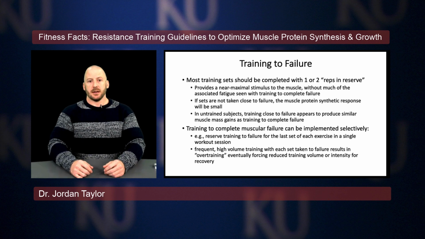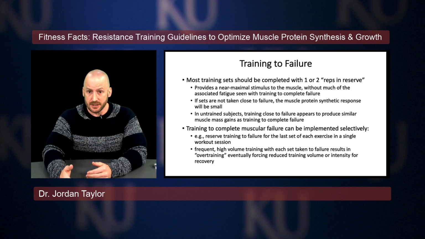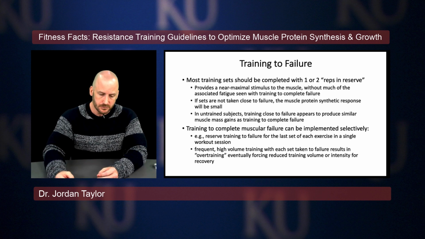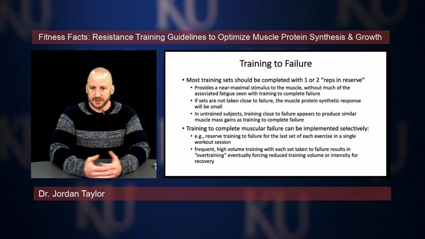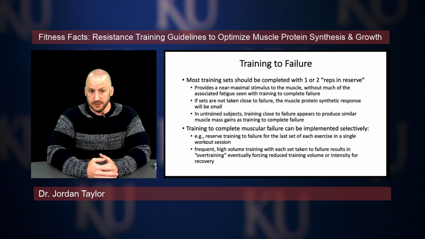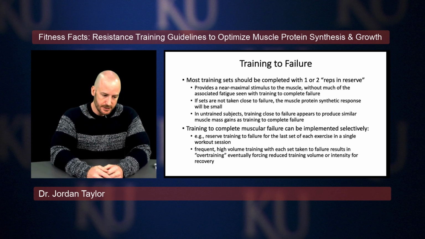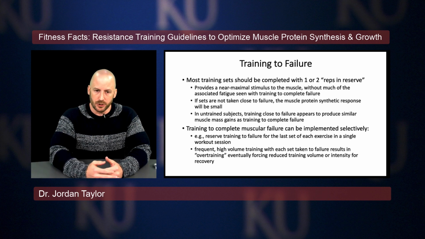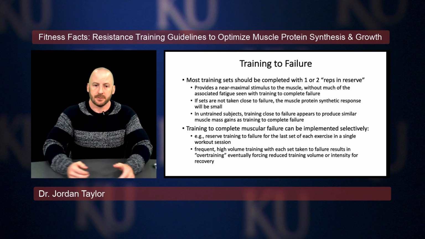Now, training to complete muscular failure can be implemented selectively. For example, reserve training to failure for the last set of each exercise in a single workout session, or for a single exercise. Like maybe you're doing deadlifts and you're going to do 4 sets. Let's just say 4 sets of 8 is your target. That last set, you can go to complete failure, right? But the other sets, you maybe use a load where when you hit the 8th rep, you know that you're capable of doing maybe 1 or 2 more. That's the reps in reserve, but you go ahead and stop anyway, okay?